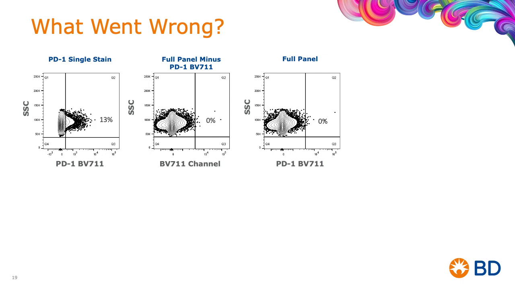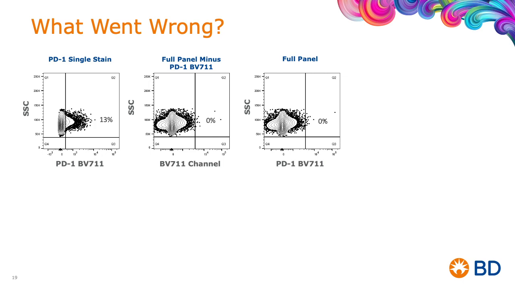And as you can see, this is a critical marker because it's expressed at very low level, what we usually define as a shoulder. It's not very well separated. It's very low level, but we can definitely pull the population out with BV711. And we can assess roughly 13% of cells are positive. The second plot is our full panel minus PD1 BV711.